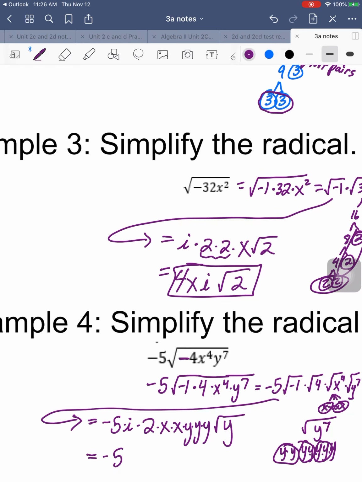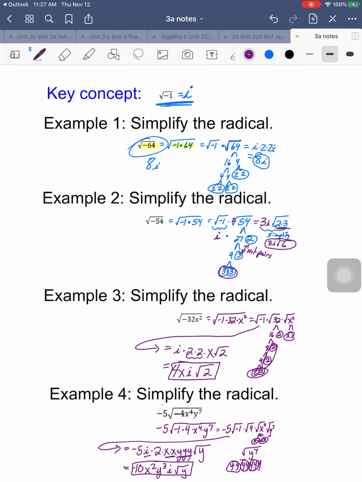Now let's simplify this. -5, oh, not -5, because we have that 2. -5 times 2 is -10. And then x, we have x times x is x squared. y times y times y is y to the 3rd. And then there's an i left on the outside and square root of y. Looks pretty ugly, but that is the simplified answer there. All right, cool. That's notes on simplifying the square root of negative numbers.